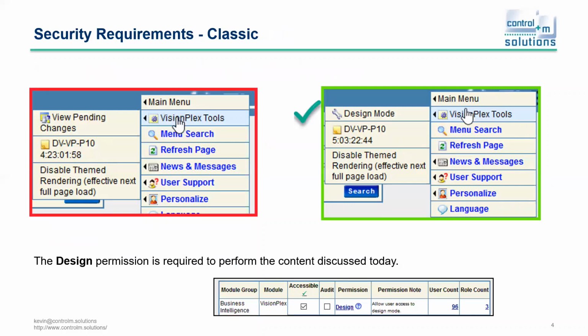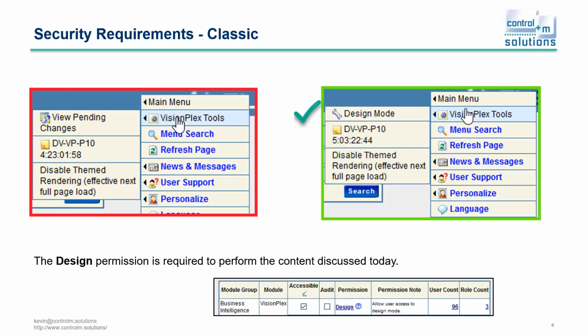So as we get started, just for everyone's awareness, to be able to manage the changes that we're going to be discussing, from a Classic perspective, the permission that is required within the module VisionPlex, there's a permission called Design, and that allows us to get into design mode. And as you can see from the screenshot here, a quick and easy way to identify if a given screen is even eligible to be something that we can change in this nature.